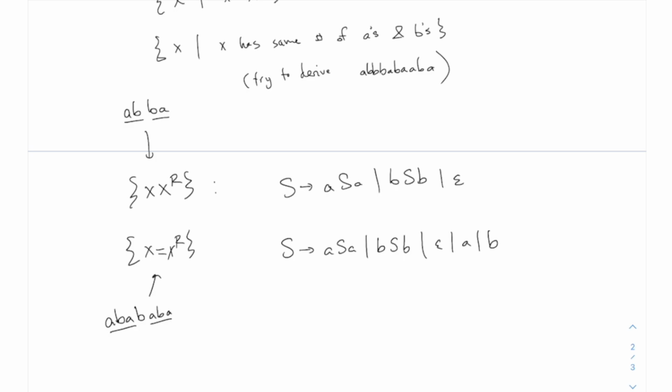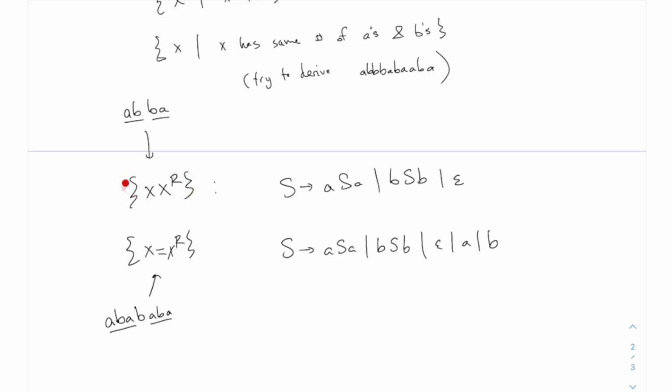Yeah? Can't you do something like AB with this? No, AB is not in this set, because the reverse of that is BA, and they're not equal. Yeah, this set is really all the palindromic strings that are the same read forwards and backwards.